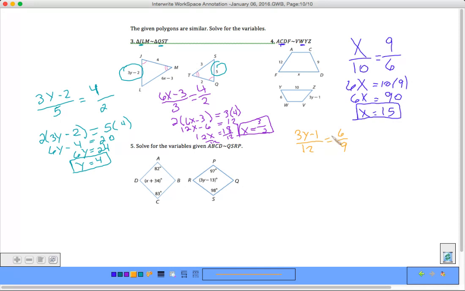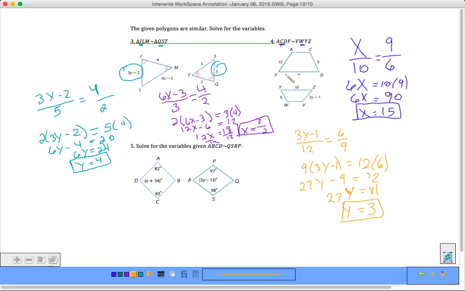Cross multiplying here, I'm going to get 9 times 3y minus 1 equals 12 times 6. Multiplying across, I'm going to distribute and get 27y minus 9 equals 72. Add the 9 to both sides, and I get 27y equals 81. Divide by 27, and you get y equals 3, and that one's finished.